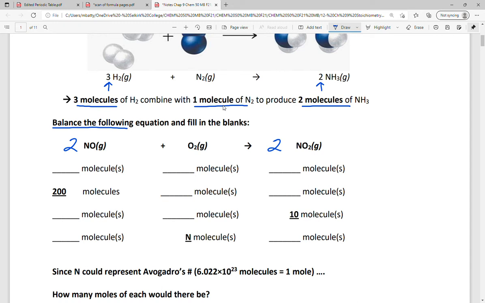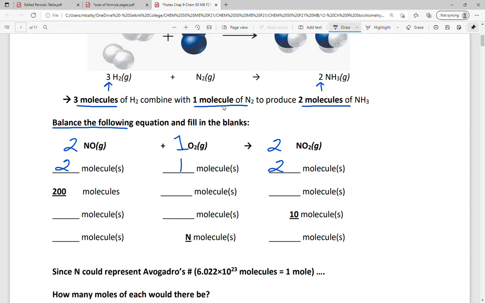Those coefficients, and when there's nothing, it's understood that there's a 1. Some of you are filling a 1 in when there was nothing there. This tells you how many molecules are interacting. So in this case, we have 2 molecules of nitrogen monoxide, 1 molecule of oxygen gas, and 2 molecules of nitrogen dioxide being formed. We could scale that up.